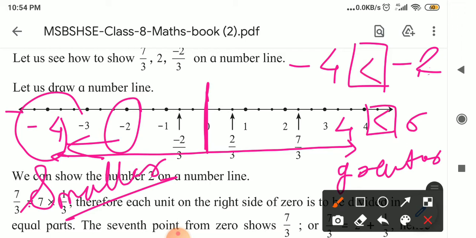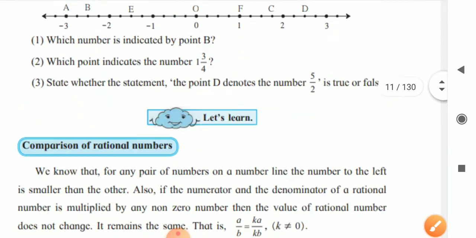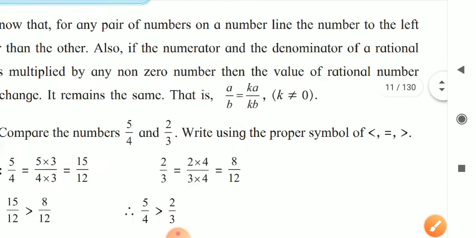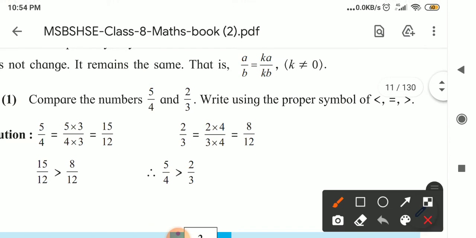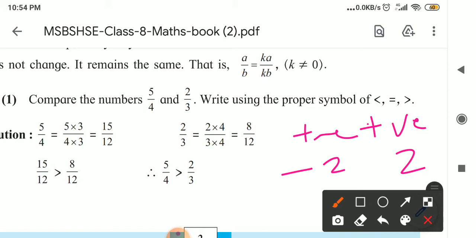Only one thing we have to keep in mind from this: if both numbers are positive, then the greater number is greater and the smaller is the smaller one. If one number is negative and one number is positive, then the positive number is always greater than the negative one.